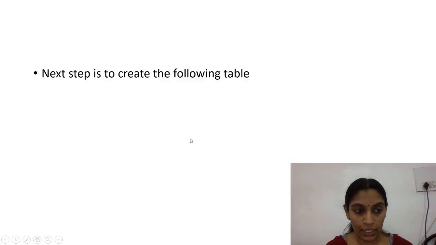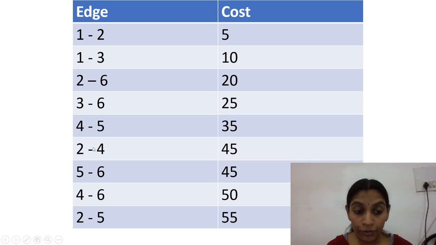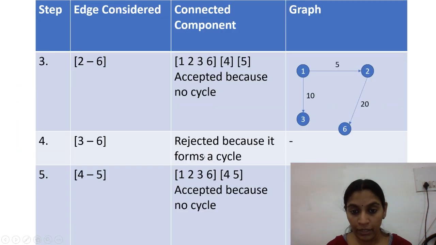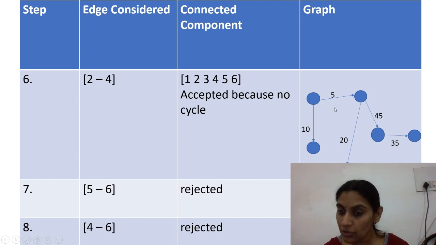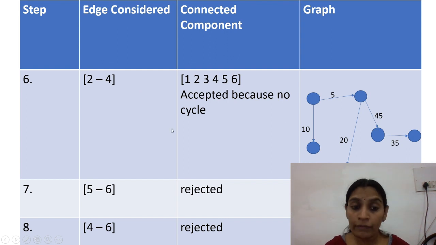Okay, now what is the next step? Next edge we have to check. After 4 to 5, I have 2 to 4, which has 45. So now here, if I draw an edge from 2 to 4, everything gets connected. See, 1, 2, 3, 6 are there, and 4 and 5 are also there. So here I have all vertices connected now, and there is no cycle either. So there is no harm in selecting 2 to 4. So this has been selected.